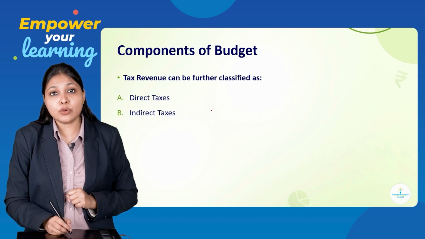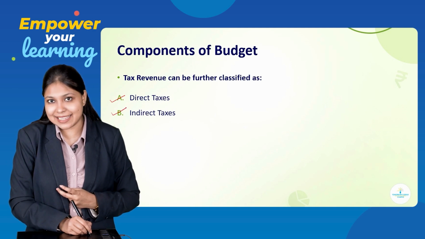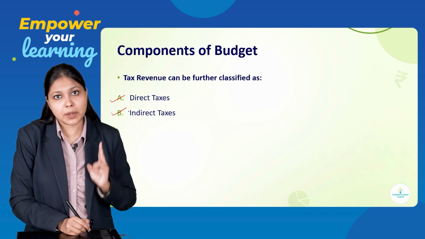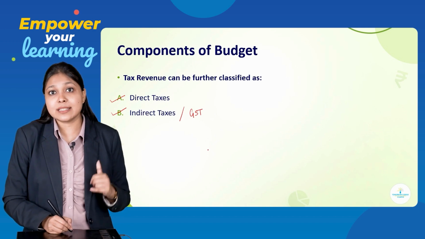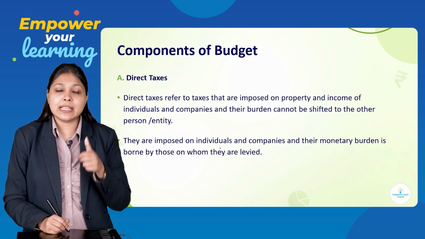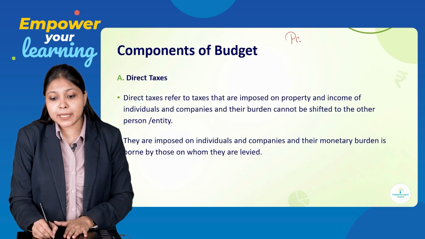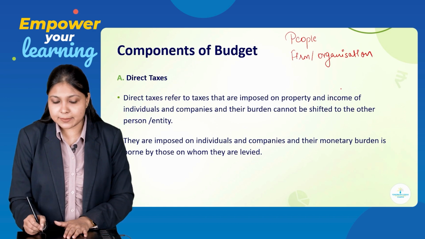Now, tax revenue can again be classified into two different forms, that is direct tax and indirect tax. This thing you all should know. What is direct tax and what is indirect tax? Indirect tax is nowadays called GST, that is goods and services tax. First of all, what is direct tax? Basically, direct tax, keep this in mind, is something which is usually paid by people or a firm or an organization. Okay, this is nothing but your direct tax.